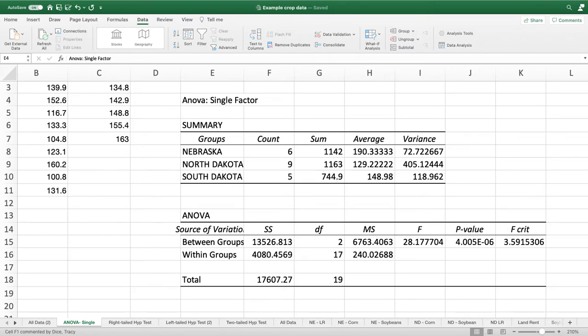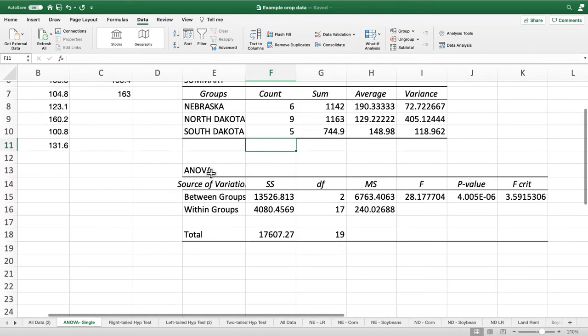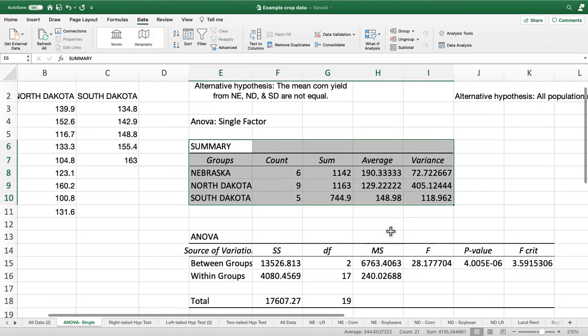Again, an ANOVA is kind of looking at the influence that one factor has on the data values. So we get our summary. Here's our count. Again, we have 6, 9, and 5. We have the sum of all of them, our average, and our variance. So that's what that first summary table is giving us. That's not a replacement for your descriptive statistics. Make sure you keep that as well.